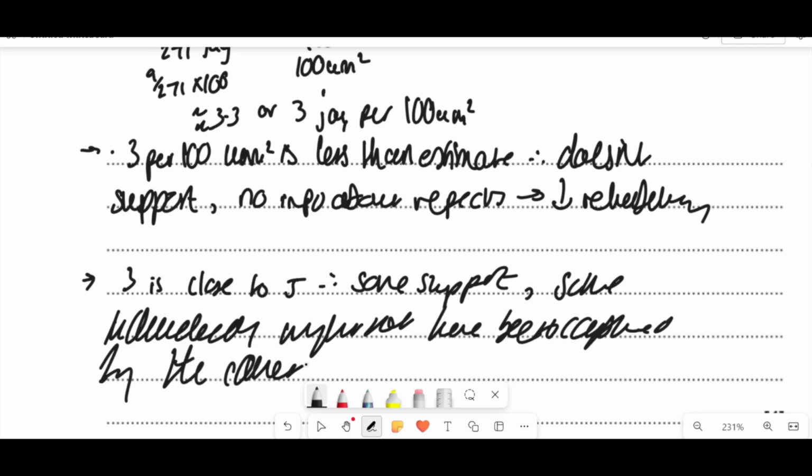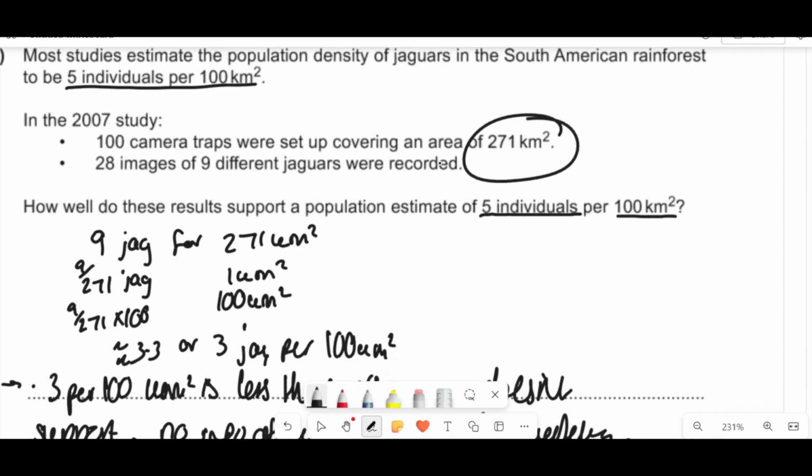They put 100 cameras in an area that big. That is huge. So they might have just missed some of the jaguars. And also, they only got 28 images of 9 different jaguars anyway. That's also not very helpful. And also, they're multiple pictures of the same jaguar. So if we had a bigger area, for example, more cameras, we'd probably get some better results.